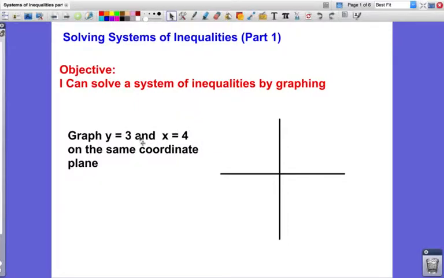So the first thing I want to do though is I want us to graph these two equations on the same coordinate plane. I want to graph the equation y equals 3 and x equals 4 on the same coordinate plane. And this is kind of what we're going to be doing today, but we're going to change these into inequalities.